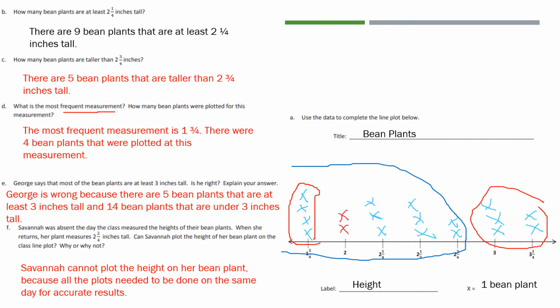So this last question, it's a little different than one of the other questions that we did before because this one was trying to see if you would plot it or not because it's asking you if she can. And it's actually Savannah cannot plot the height of her bean plant because all the plots need to be done on the same day for accurate results. Because whatever day they plotted their plants might be taller now, which is why she can't plot the same day. But the next time when they measure their plants, they can do that. They can measure all their plants then at the same time and plot them and make a new graph.